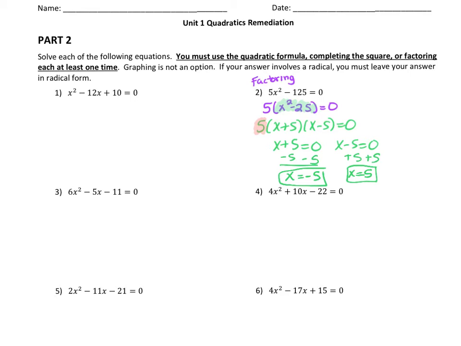Another option is completing the square. When I complete the square, I will typically only solve this when my a is 1 and my b is an even number, such as in number 1. I'm going to complete the square. So when we complete the square, I move the c value to the other side, so that way I can make the left side a perfect square trinomial. Now to figure out what goes in that blank, I'm going to use this little formula of b divided by 2, squared. So in this case, that's negative 12 divided by 2 squared, which would be negative 6 squared, or 36.